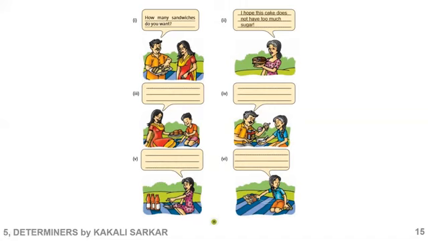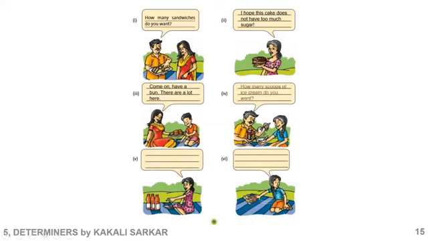I hope this cake does not have too much sugar. Too much sugar means not a high sugar is there, not a lot of sugar is there. Then number 3, here the picture of buns are there. So what we will fill up here? Come on, have a bun. There are a lot here. A lot means many. Okay, a lot is a determiner. A lot means many.